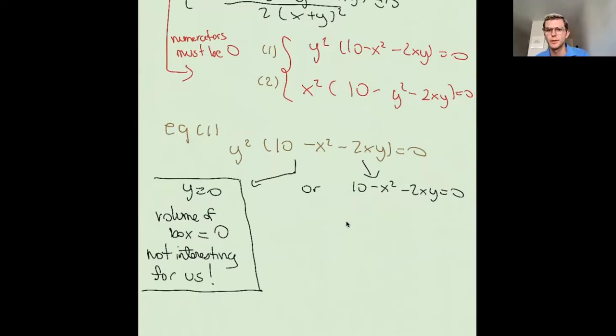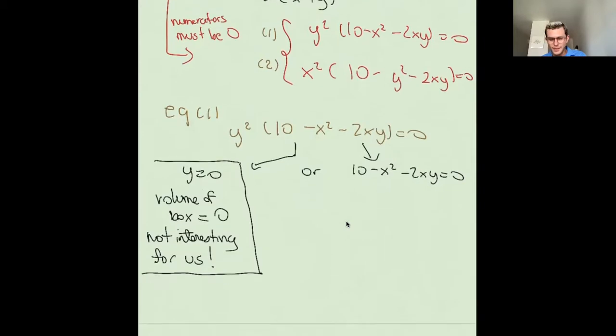Is that okay with everyone? This is a good thing about the fact that this is coming from an applied problem, that there are cases that you don't really have to consider anymore because you're trying to make the biggest possible box in terms of volume, and that's not going to be the one that has volume 0. Is that okay? So that means that the only equation that you have to worry about is the second one.